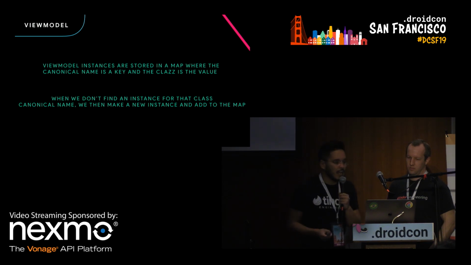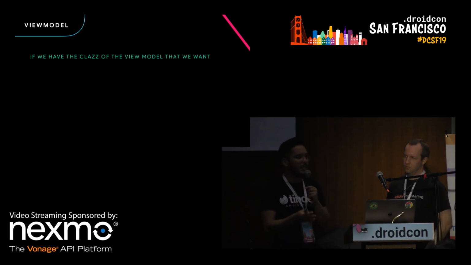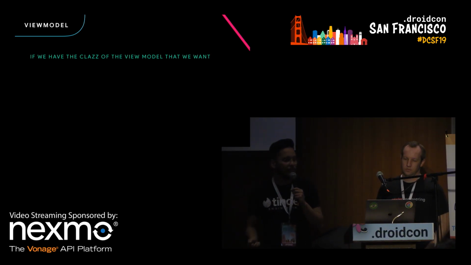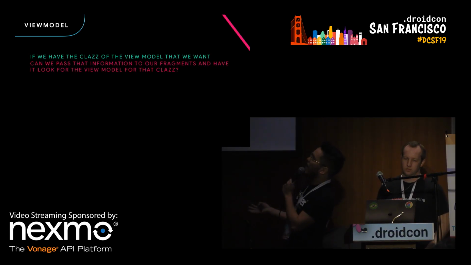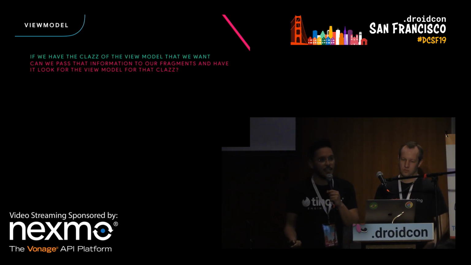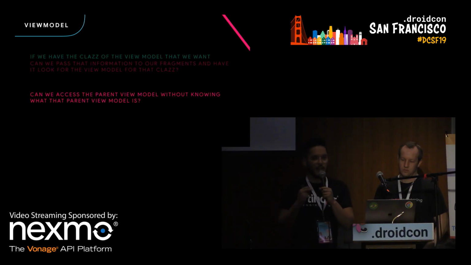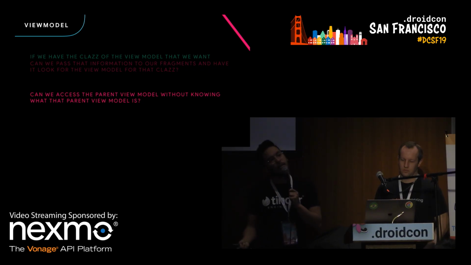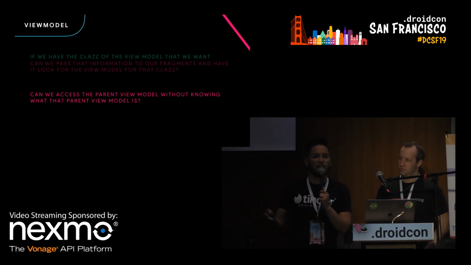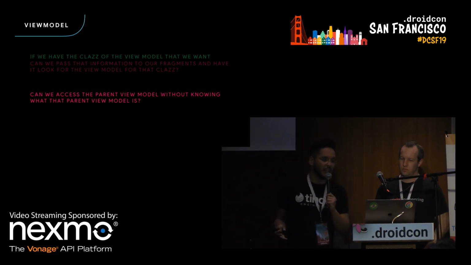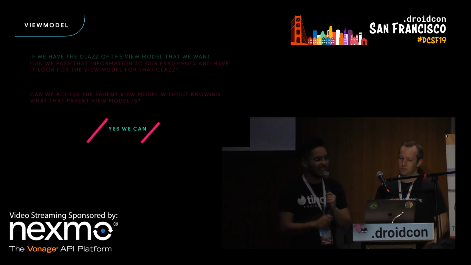Now, if we have the class of the view model that we want, then can we just pass that information to our fragments and have them look for the view model for that class? And another question that you may ask yourself by looking at the source code is, can we access the parent view model without knowing what that parent view model is? Because if we can, then that means that our fragments are extremely reusable and I can attach them to anything, right? Well, the answer to those questions is yes, we can.